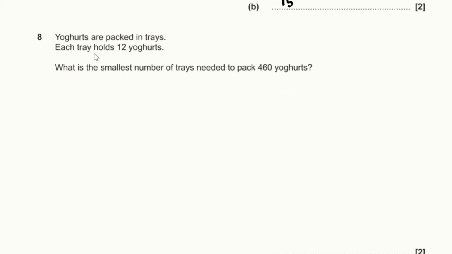Question number 8. Yogurts are packed in trays. Each tray holds 12 yogurts. What is the smallest number of trays needed to pack 460 yogurts?